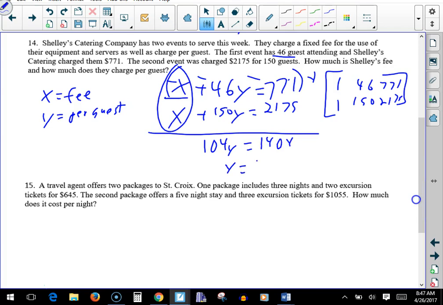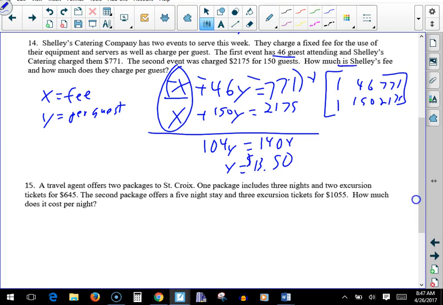And then you get this crazy answer of 13.5, and you'll freak out and go, wait a minute, how can I have 13.5 guests? Remember, the 13.5 is the charge per guest. That means $13.50.